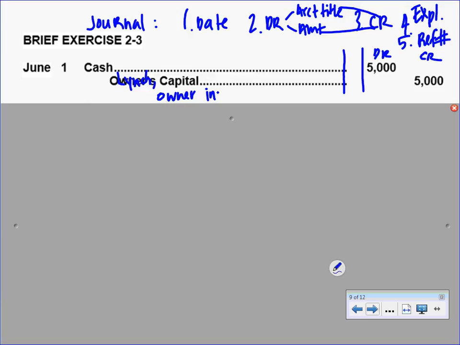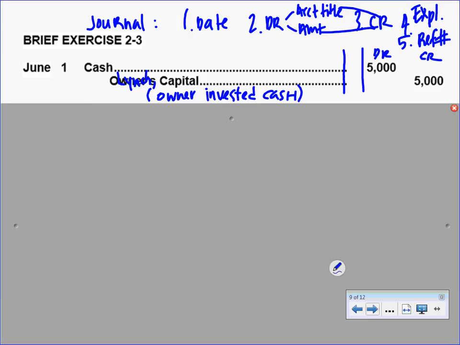Owner invested cash. That can go on line 3. Sometimes you'll see explanations in parentheses. If it's being typed, accountants will put those explanations in italics. It's kind of hard to do when you're writing.